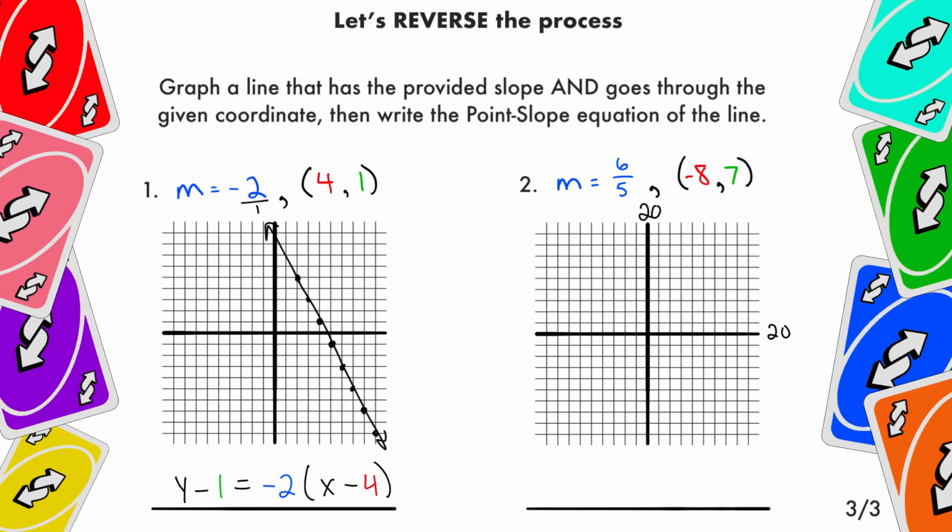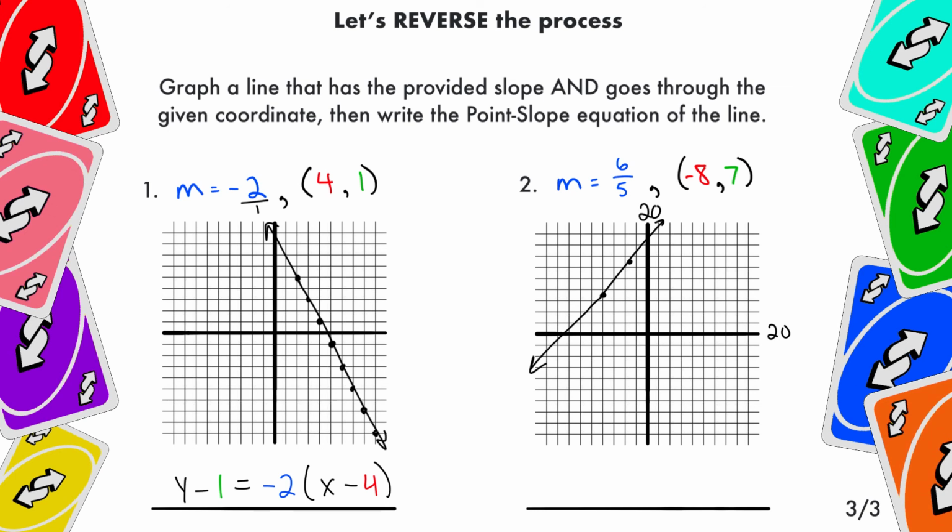It's like right around there. And then I'd have to use my slope of up 6, right 5. 2, 4, 6, 2, 4, 5. Again, also not perfect, but it's another way of actually representing this. So that's how the graphs can be a little tricky.